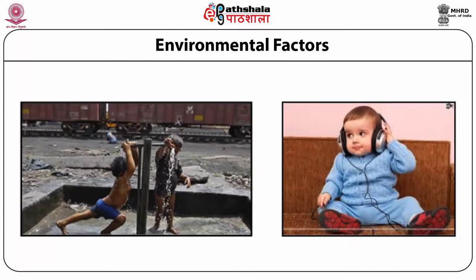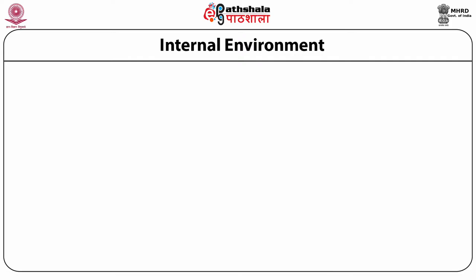Now let's try to summarize the important environmental factors that affect the growth and development of children. Here, factors like altitude, season of the year, climate, socioeconomic factors, nutritional factor, sociocultural factor, migration and urbanization have a direct or indirect effect on the growth and development of children. Internal environment: the effect of the internal environment on the growth of the individual, like hormonal influence.